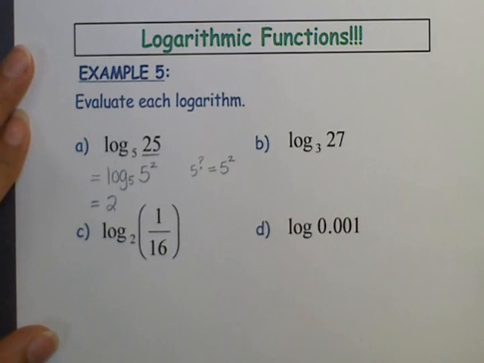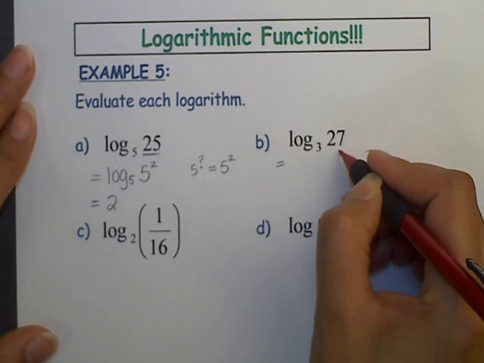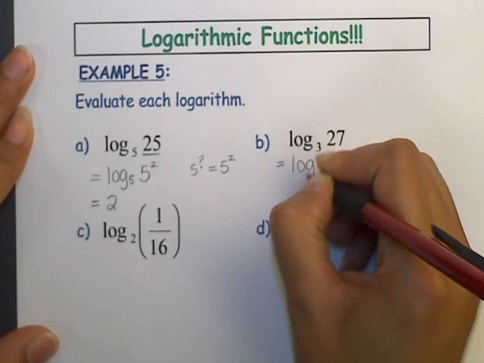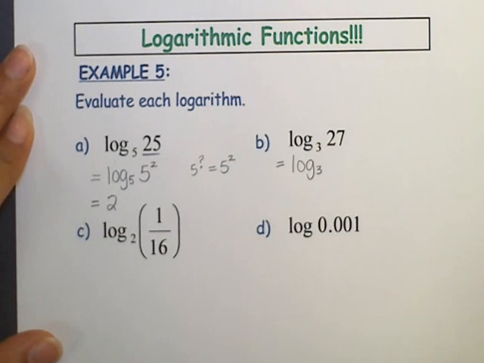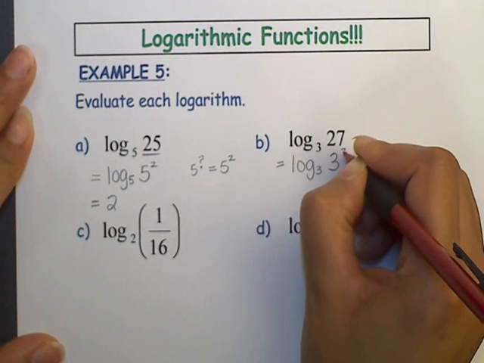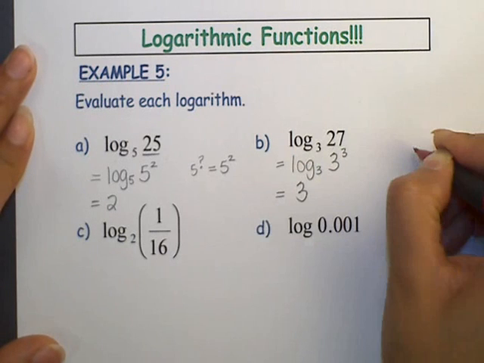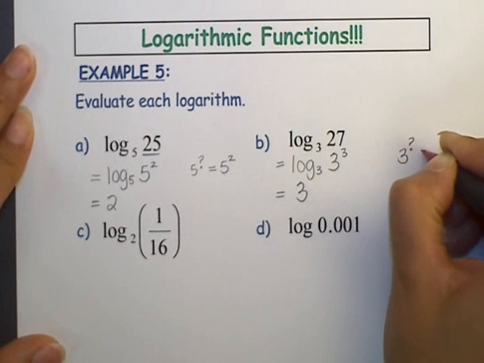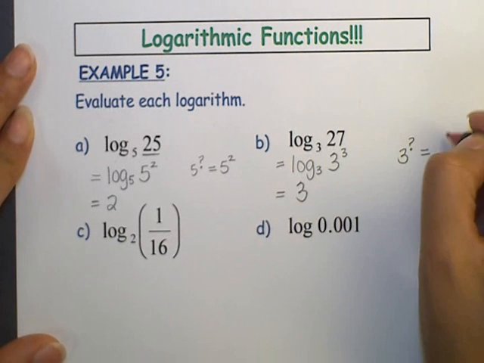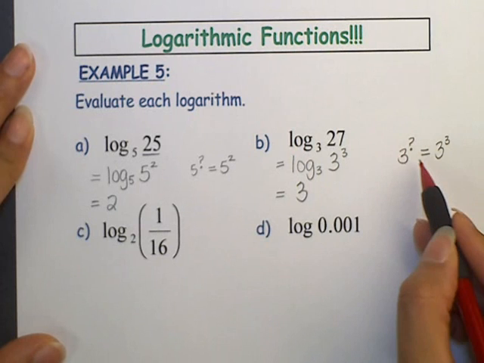Okay, I can do the same thing for the next one. Again, I know that I can write 27 with the base of 3. And the base of my logarithm is 3 as well. So I'm going to rewrite 27 as 3 to the exponent 3. And so the answer in this case would be 3. 3 to some exponent gives me 3 to the exponent 3. And that means that the exponents have to be the same for it to equal 27.